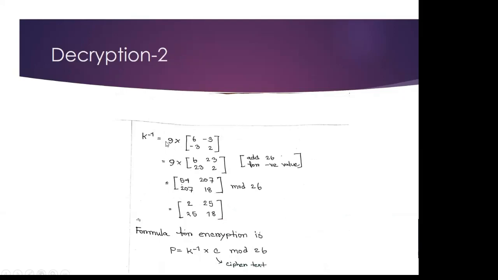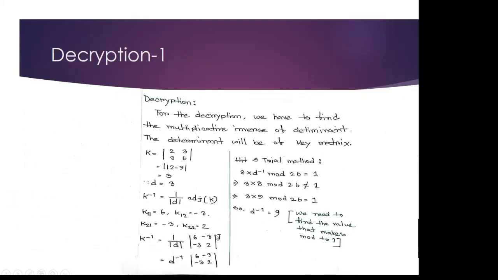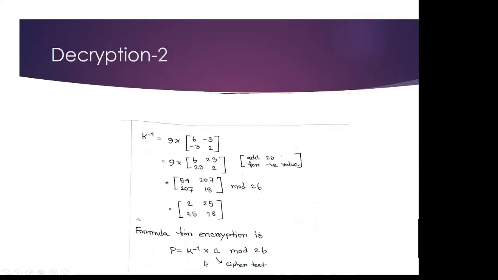Then the K inverse value equals, as we found, 1 by D multiplied with the transposed value. So 9 into 6 minus 3 minus 3 2. As we have a negative value, we have to add positive 26 to it. So it will be a positive value, and after we calculate it, 2, 25, 25, and 18. And the formula for decryption is P equals K inverse into C mod 26, where C is the ciphertext, and K inverse value is what we found from this.